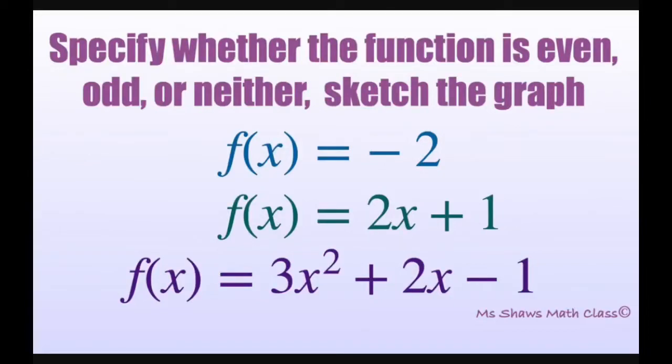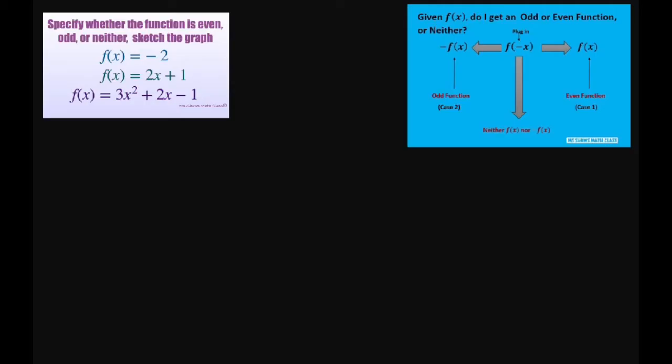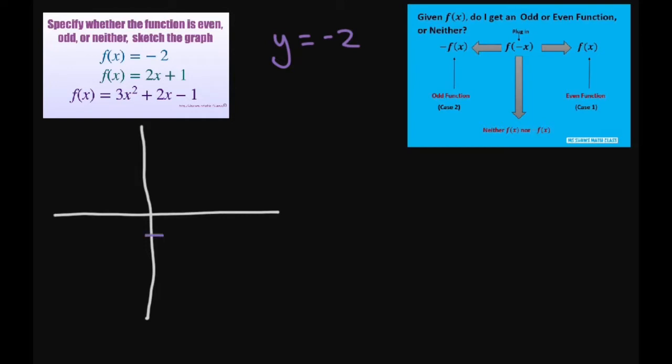Hi everyone. We're going to specify whether the function is even, odd, or neither, and sketch the graph. So we have three different examples here. The first one is f of x equals -2. So let's just go ahead and graph that and explain that part here. When you have f of x, that means y equals -2. So that's the line here.